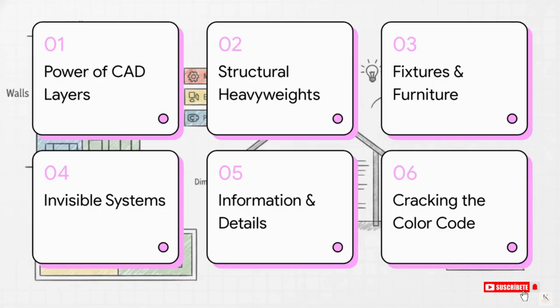Well, here is our roadmap for this explainer. 1. The power of CAD layers. 2. The structural heavyweights. 3. Fixtures, furniture, and glass. 4. Invisible systems. 5. Information and finer details. And finally, 6. Cracking the color code.